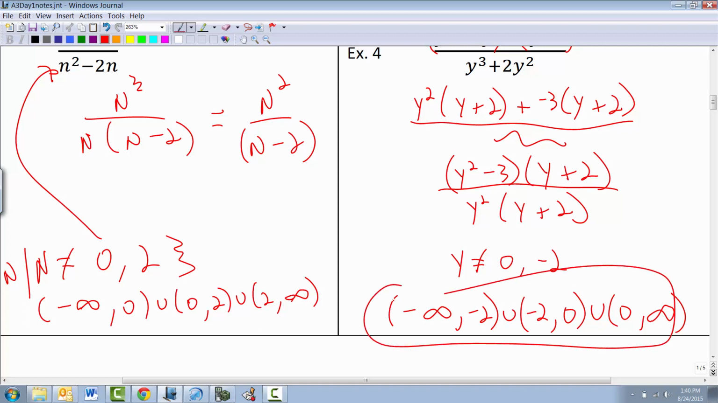Last but not least, now let's actually cancel. So who cancels? Who's exactly the same thing on top and the bottom? Y plus 2. Chapow. Now I'm going to write this like this to ask the silly question again. Should I cancel these y squareds, yes or no? Never!